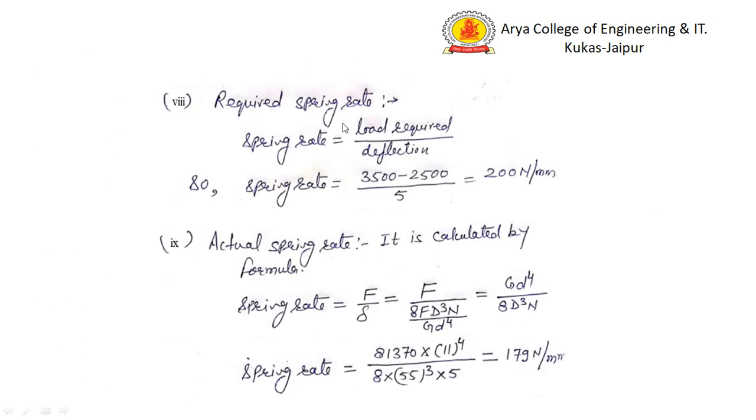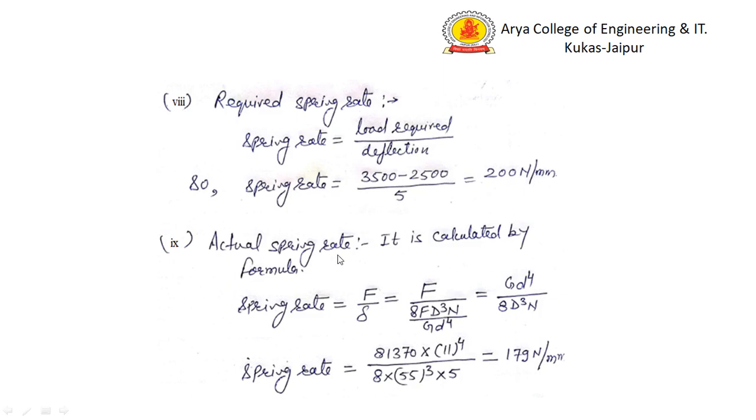Now the spring rate. We know that spring rate is equal to the load required per unit deflection, and in this problem the maximum load is given as 3500 and the minimum load is 2500. So the difference of the load is 1000, and for that force the deflection is 5 mm. So spring rate is equal to 200 Newton per mm.